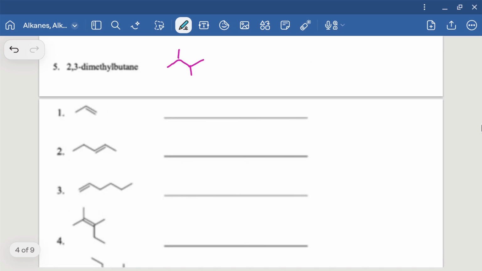And you always want the chain to start with the lowest number possible containing the double bond. So I'm going to number this one from right to left. But it actually wouldn't matter because it's just 3 carbons. So if we went the other way, it would still be between 1 and 2 if we just flipped the molecule. So this one would just be propene.